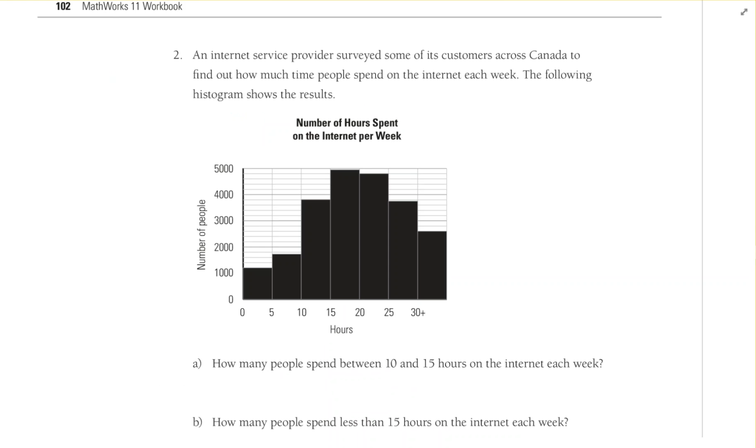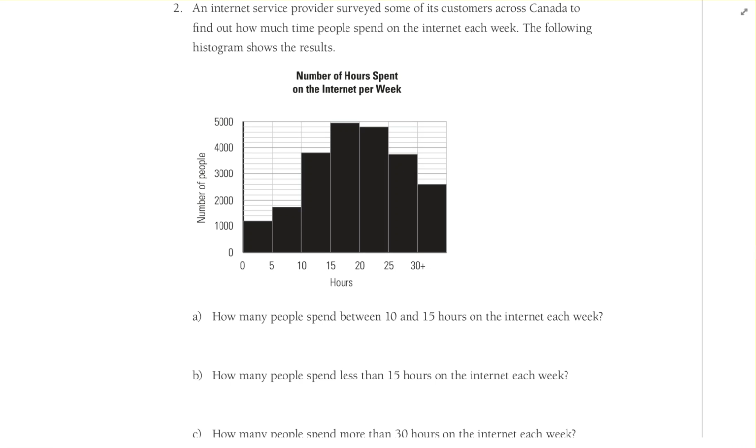So number 2, an internet service provider surveyed some of its customers across Canada to find out how much time people spend on the internet each week. The following histogram shows the results. Okay, so we've got up the left side, number of people. Across the bottom, we've got hours spent per week on the internet. All right, how many people spend between 10 and 15 hours on the internet each week? I'll let you guys answer that now.